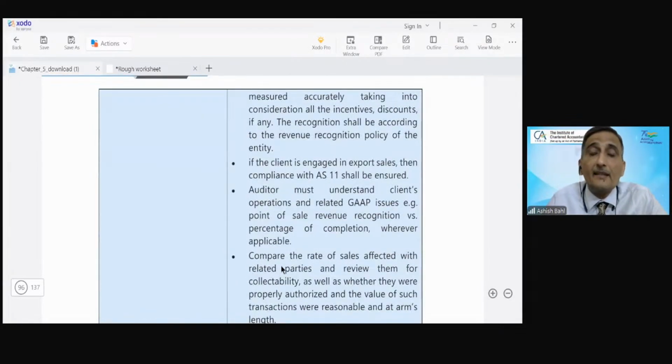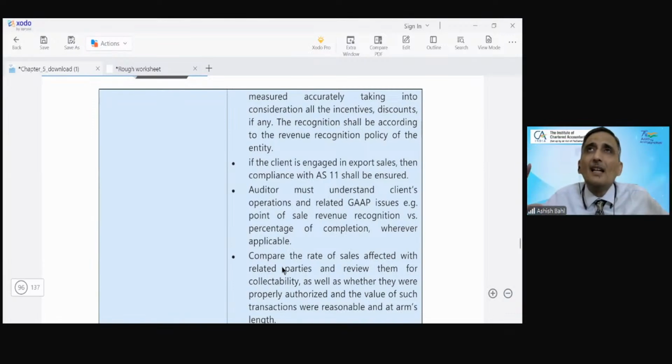And nonetheless, related party transactions. We already know, we have read in SA 550 also, that related party transactions have to be carried out at an arm's length price. Okay, at the same rates at which the company or the entity would have entered with some third parties, because it may lead to overstatement or understatement of revenues. So that is also one of the audit procedures in respect of measurement.